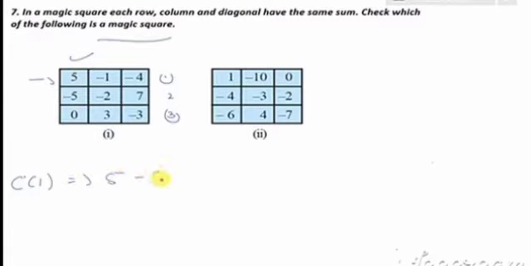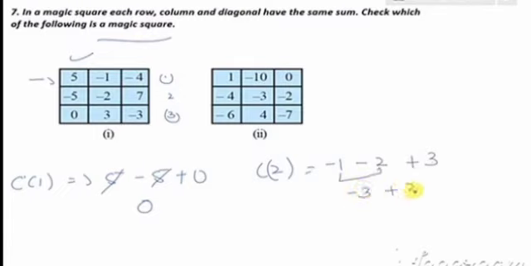So now we are checking it for the columns. Column 1 is 5, minus 5, plus 0. The 5s cancel and we get 0 as the answer. In column 2 you can see minus 1, minus 2, plus 3. So minus 1 and minus 2 will be minus 3, and plus 3. Minus 3 and plus 3 cancel and after that I get the answer 0.